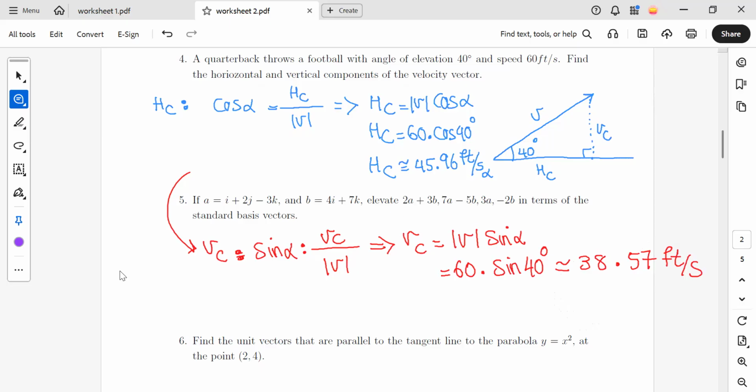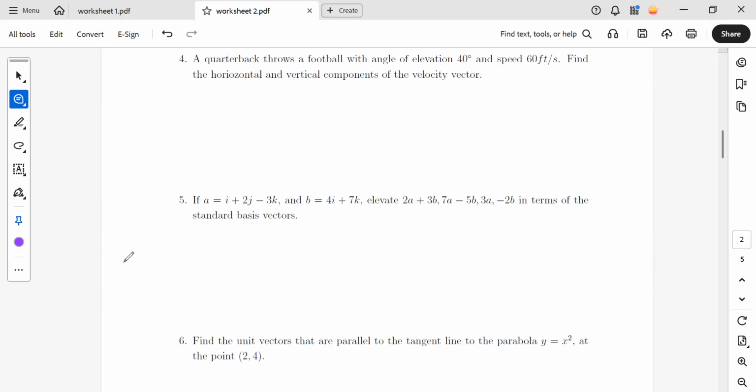Okay, number 5. As we talked before, this is a vector that can be written as 1, because the coefficient here is 1, 2, and -3. Also, we can write b as 4. We don't have any j here, it means that the coefficient is 0, and 7. So we are going to evaluate 2a plus 3b.